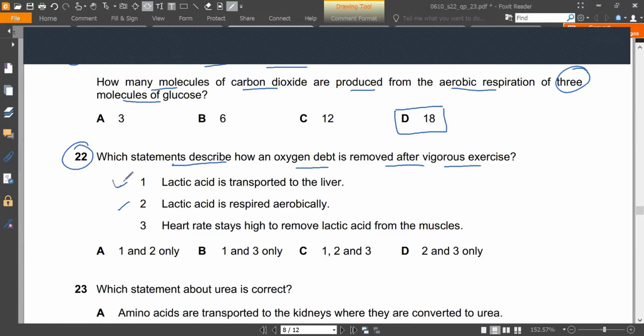Respired aerobically. So now after the vigorous exercise, we have enough oxygen, so we will convert the lactic acid back. So we repay the oxygen debt. The heart rate will stay high to remove the lactic acid. So all of them are correct.